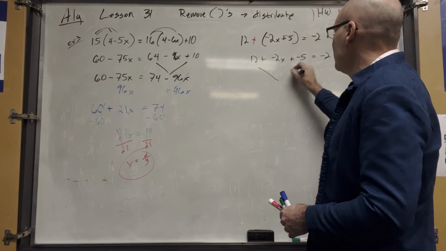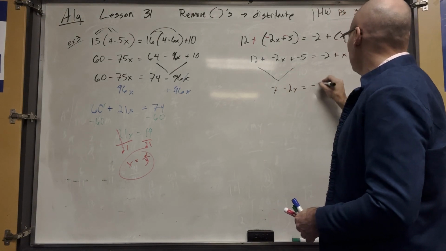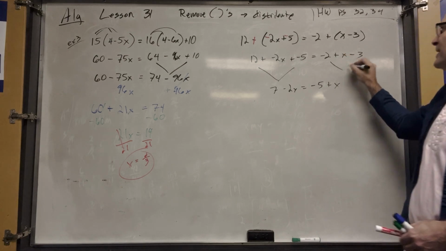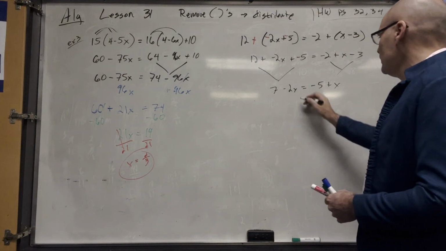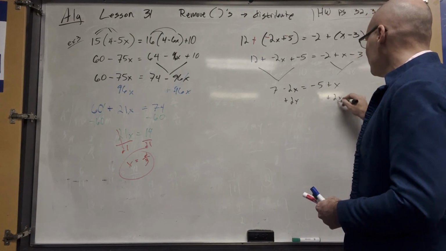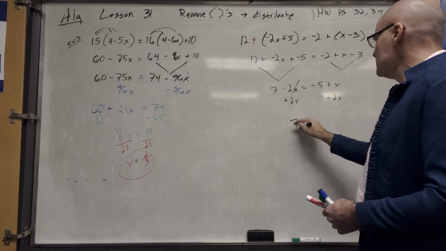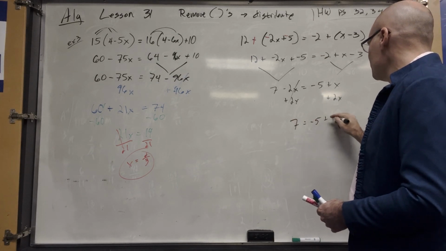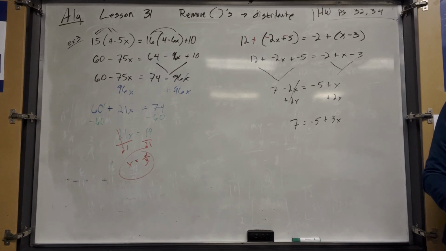Okay, these combine: 7 minus 2x equals negative 5 plus x. I just combine those; negative 2 minus 3 is negative 5. Okay, I'm going to get rid of this 2x because it's smaller. The negative 2x is smaller than a positive 1x. So 7 equals negative 5 plus 3x. Now get rid of that negative 5. How do you get rid of negative 5? Yeah, you add 5 to get rid of a negative number.